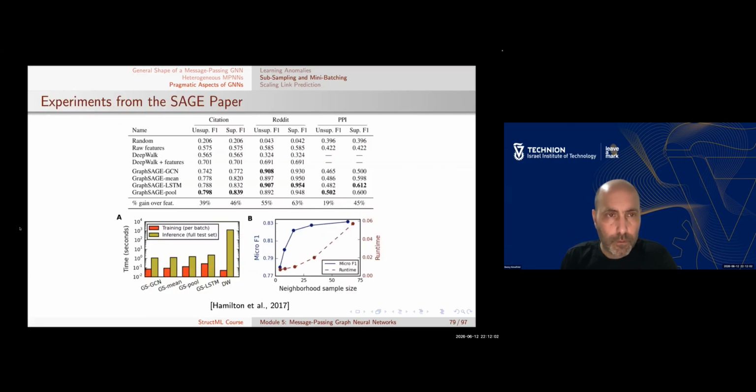Okay, so these are experiments from the paper, okay? And what we see, well, they compare between the different aggregations. See, LSTM gets good numbers. And they also compare it to DeepWalk. Okay, at the time of the paper, DeepWalk was state of the art.